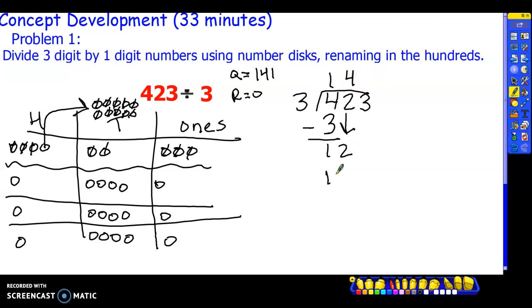3 times 4 gets me 12, so I'm left with 0 tens. Now I rename, I have 3 1s. 3 goes into 3 one time, and that gets me 3, so I am left with a remainder of 0. Okay?